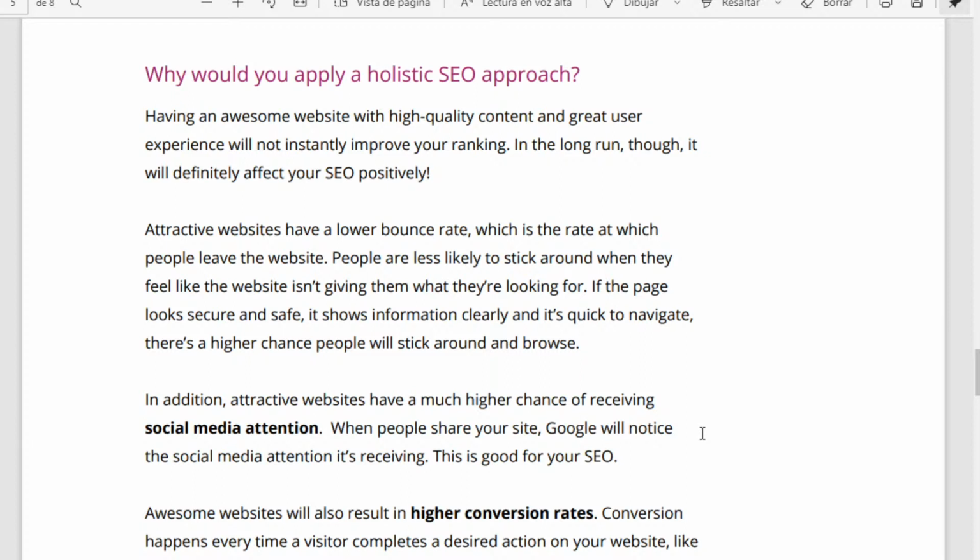Attractive websites have a lower bounce rate, which is the rate at which people leave the website. People are less likely to stick around when they feel like the website isn't giving them what they're looking for. If the page looks secure and safe, it shows information clearly and it's quick to navigate, there's a higher chance people will stick around and browse.